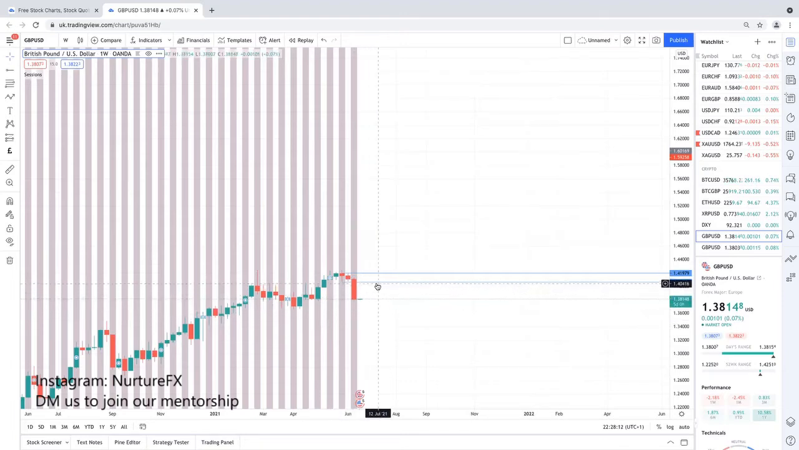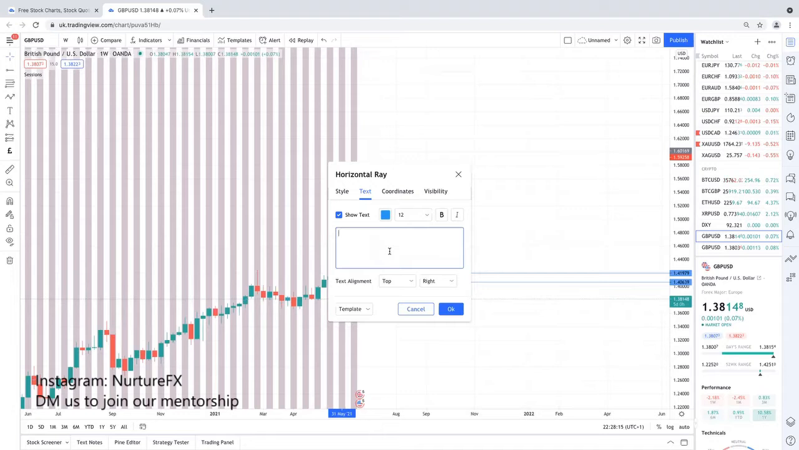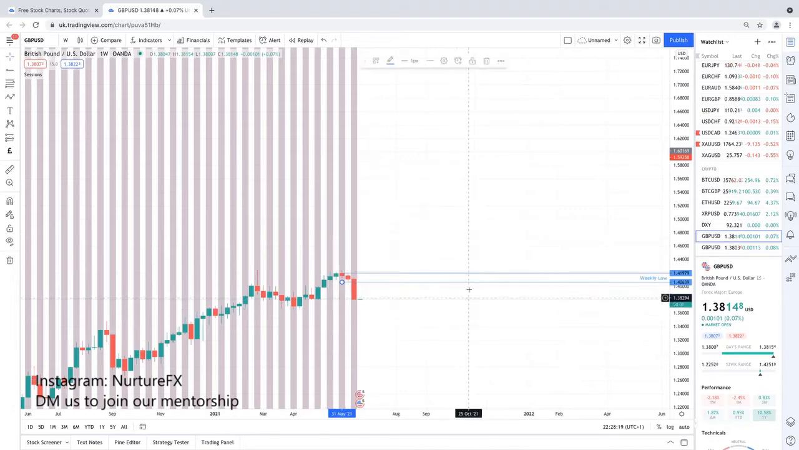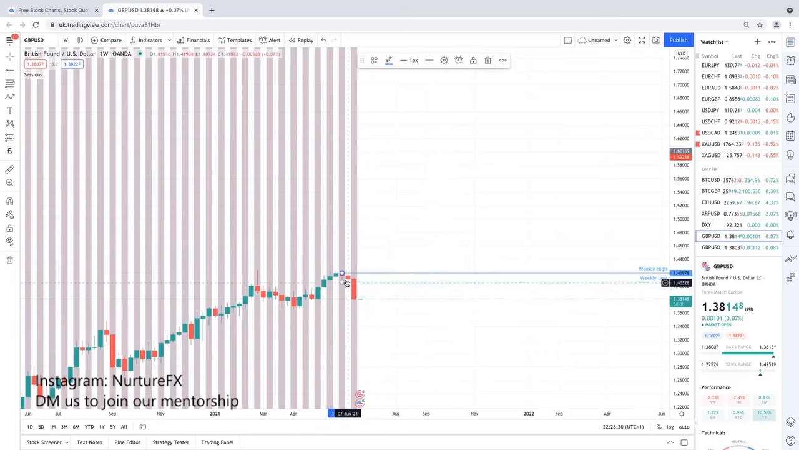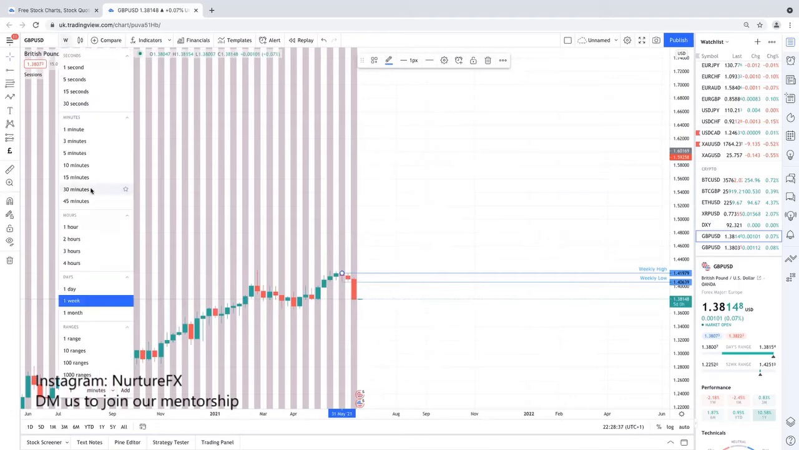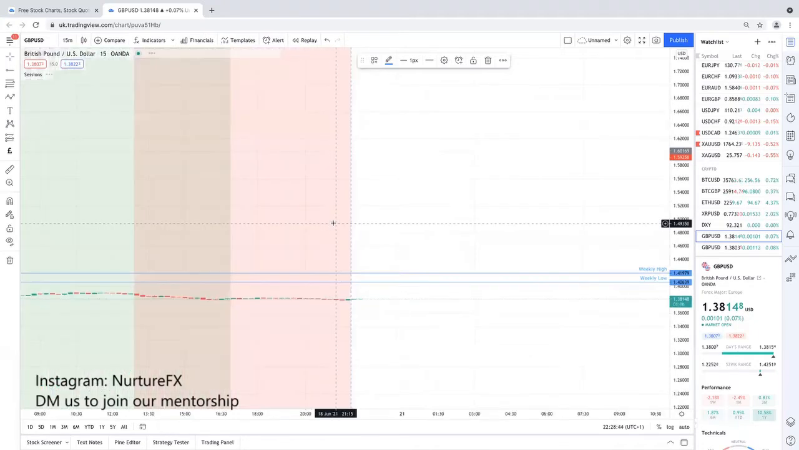So once you mark them up, you can just write on them: weekly low, weekly high. You can also do this with the high and the low of the current week as well, because it does work. So we've marked up the weekly high, the weekly low. Now let's go down into the 15-minute for now.